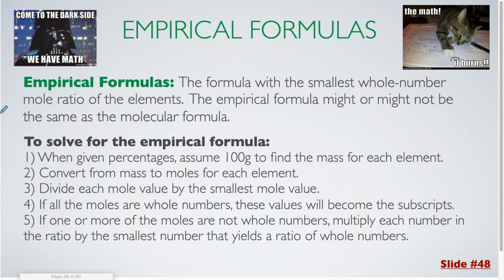To solve for the empirical formula, when given percentages, you can assume 100 grams to find the mass of each element. Then you will convert from mass to moles for each of the elements within the compound. You will divide each mole value by the smallest mole value. If all the mole values at this point are whole numbers, these values will become the subscripts. If one or more of the mole values are not whole numbers, you will multiply each number in the ratio by the smallest number that yields a ratio of whole numbers. This will usually be a 2 or a 3. You will see examples of each of these steps within the next couple of checkpoint questions.